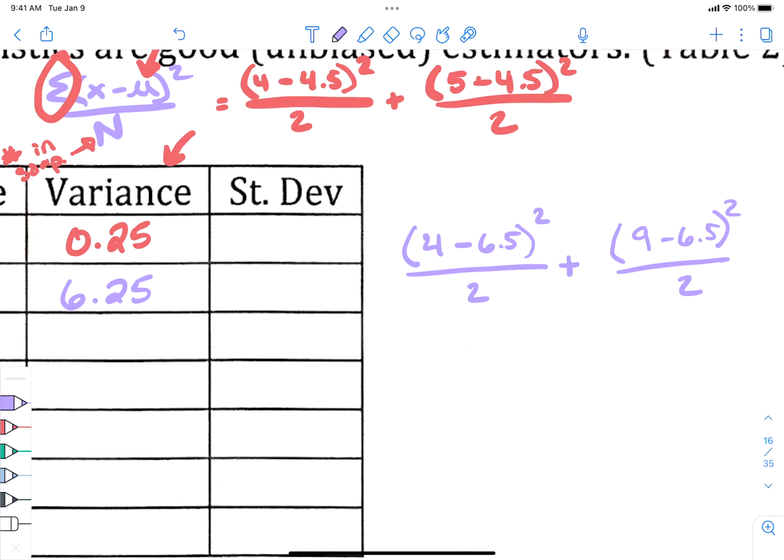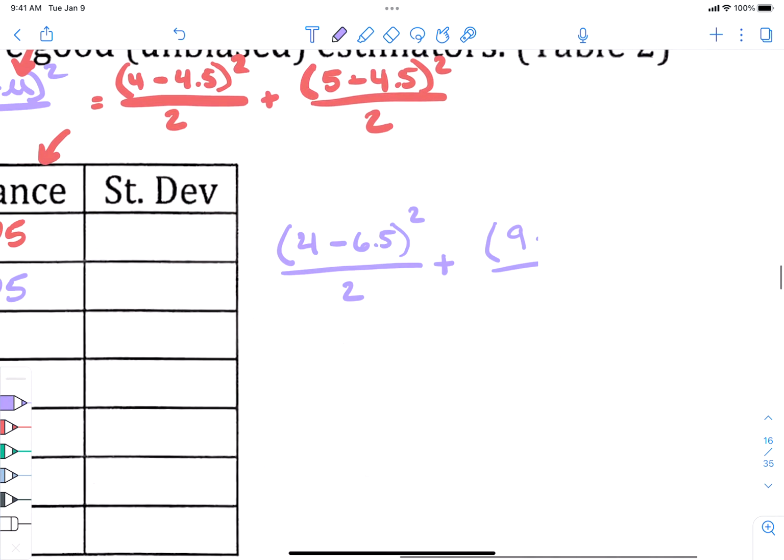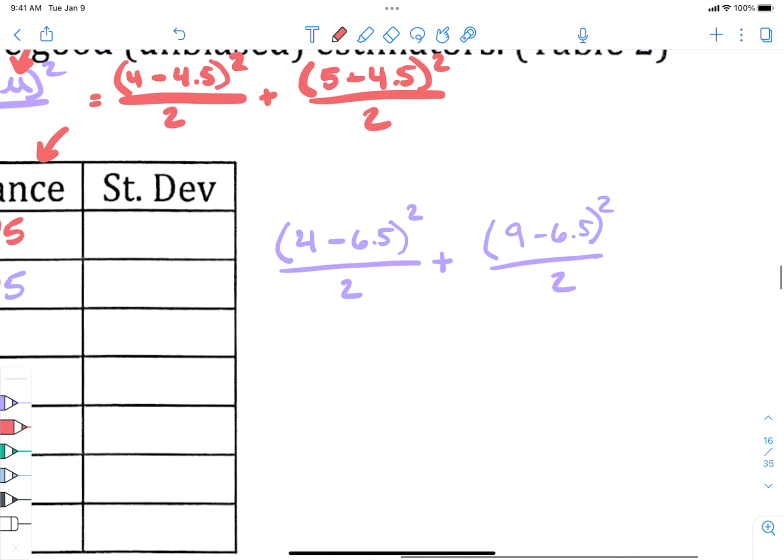Wait, why is it 6.5? Why is it supposed to be 7? Are you supposed to do 5 in the first one? Ah! Who told me 6.5?